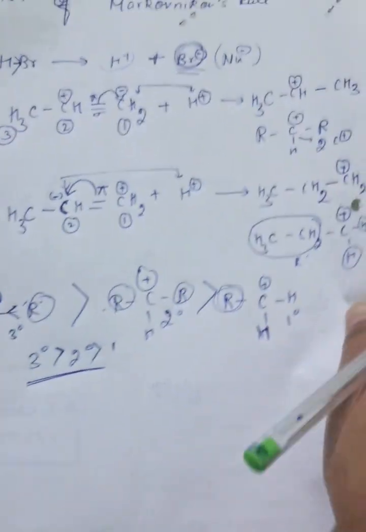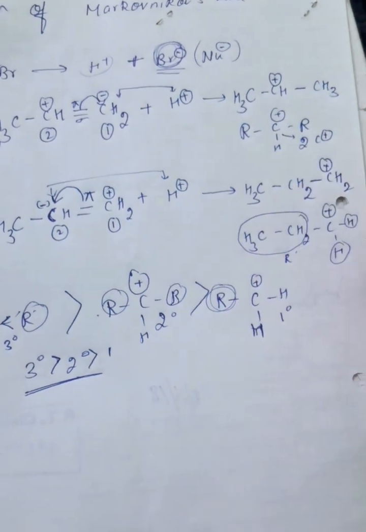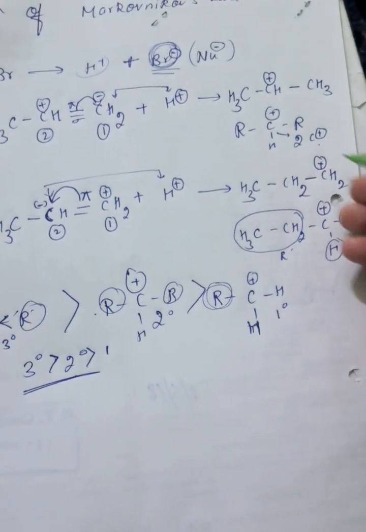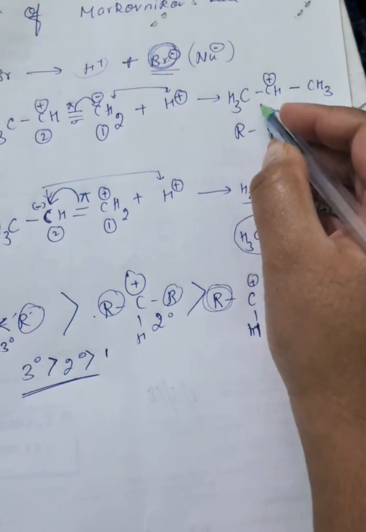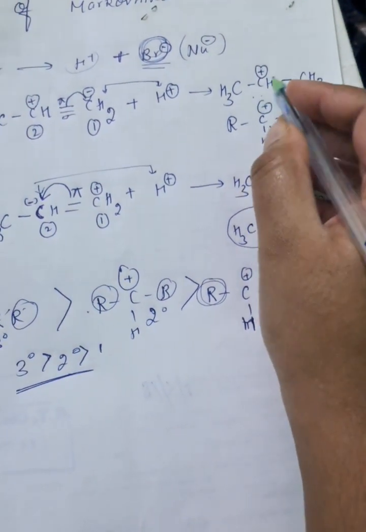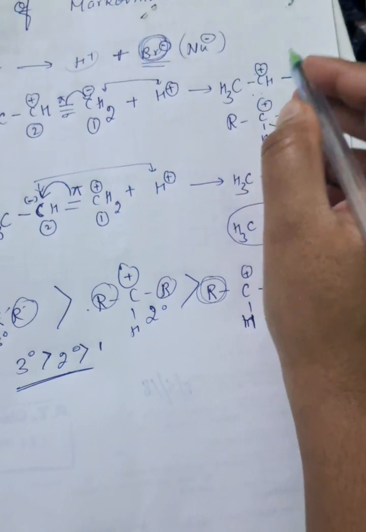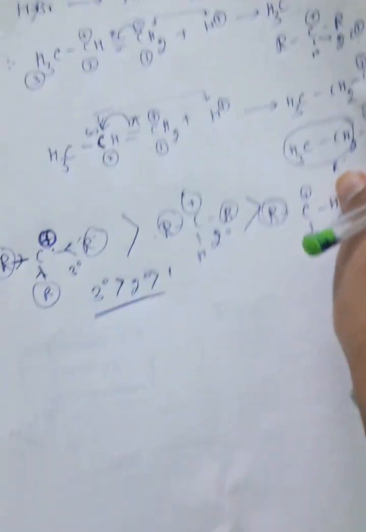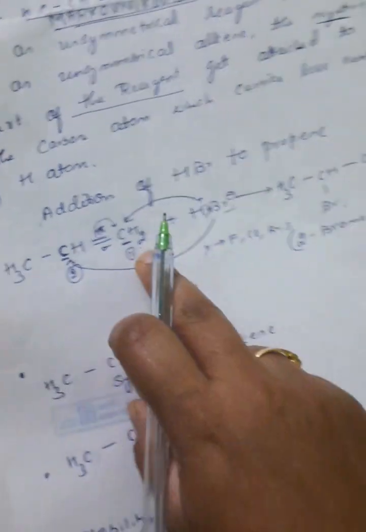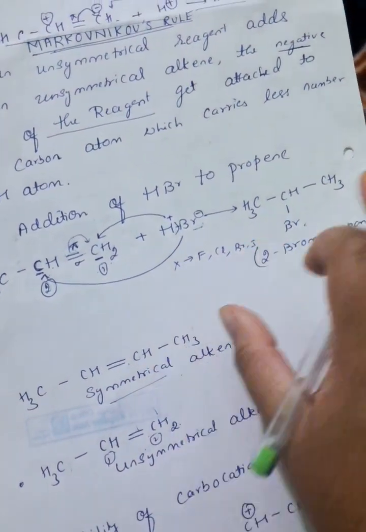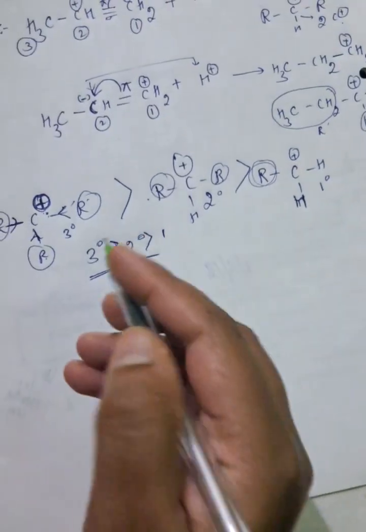So let's come back to this. There are 2 possibilities. If you see, there is secondary carbocation obtained and primary carbocation obtained. So which carbocation is more stable? Secondary carbocation is more stable. That's why the bromine always preferably attaches to the second carbon atom. So let's come back to that equation. Why did we get 2-bromopropane instead of 1-bromopropane as the major product?